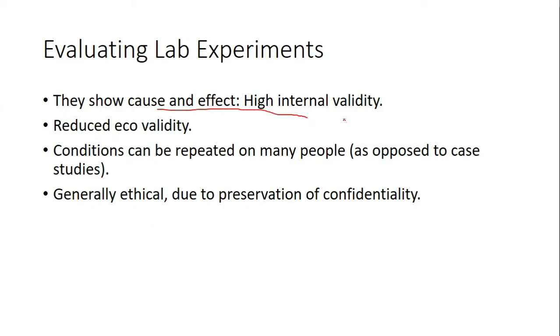So internal validity is where you have cause and effect. For example, if I spill coffee on my lap, I'm going to burn myself. That's kind of what cause and effect is. It means if you do X, then you'll get Y. In a lab experiment, because you're changing an independent variable to get a dependent variable, you can show that.